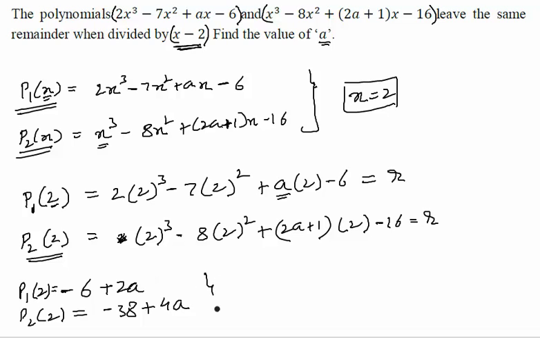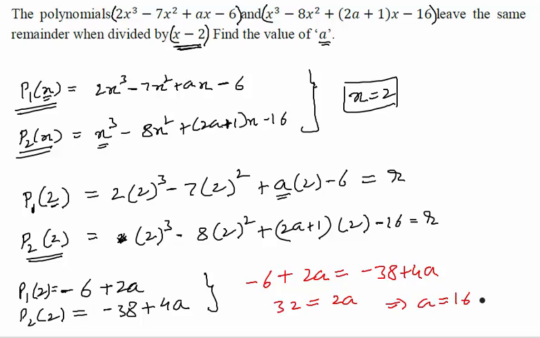But since both these values are equal, I can equate them and write minus 6 plus 2a is equal to minus 38 plus 4a, right? This will give me the value of a. This will first give me 32 is equal to 2a, which means that a is equal to 16. This is the value of a.